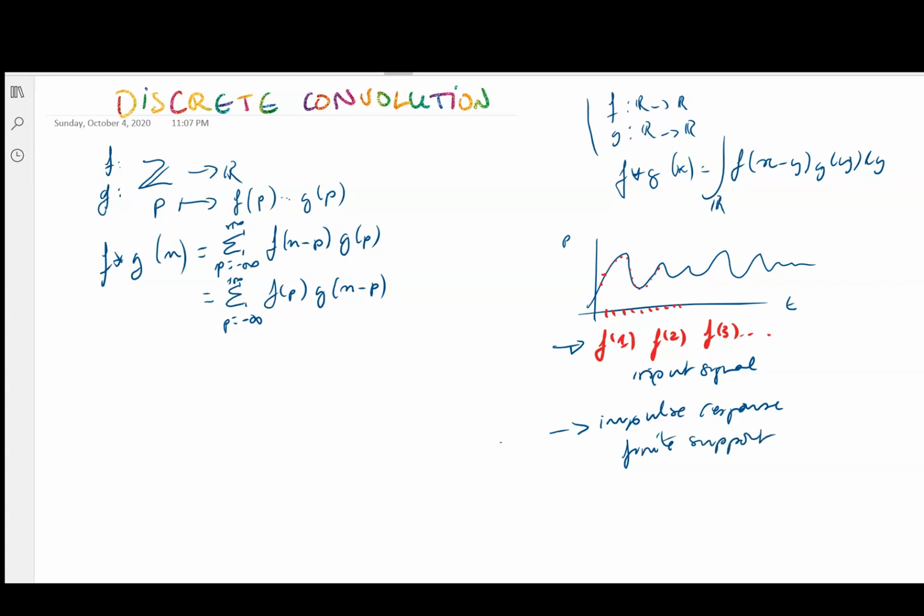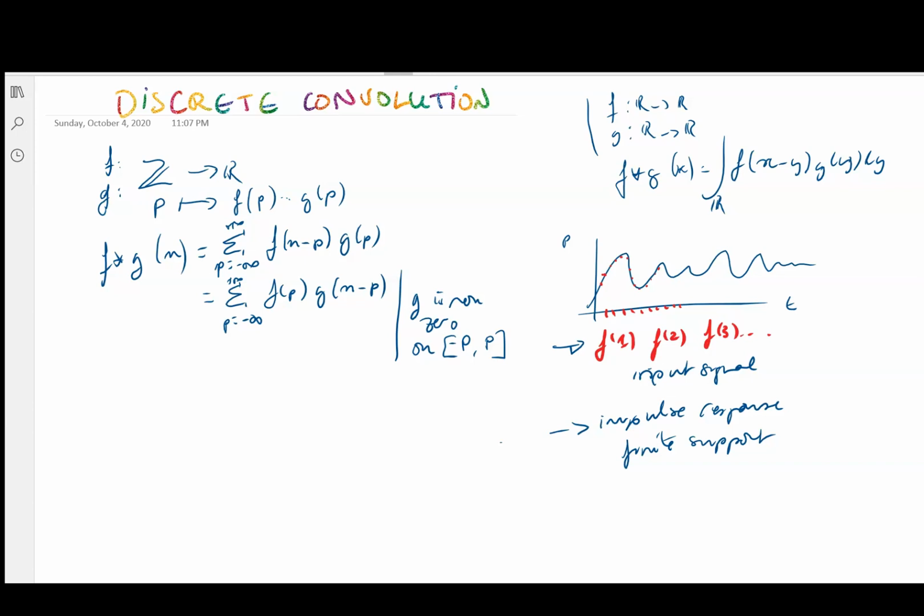We will take the example of reverberation of sound, something with a finite support. That means that if g is our impulse response, g is non-zero on a bounded and finite interval, and let's call that from negative P to plus P. So if you take a small p out of this interval, it's going to be 0.